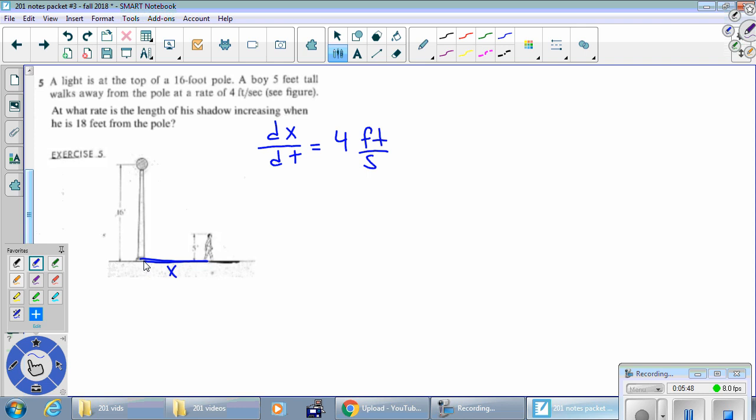At what rate is the length of the shadow increasing when he is 18 feet from the pole? So I'm not going to do anything with the 18 yet. I don't want to fix that 18 until later on, but at some point x is going to become 18. But I should symbolize the rate at which the length of the shadow is growing. And so the length of the shadow is this thing. So how about we call that one y? It says at what rate is the length of the shadow increasing? So that means symbolically we are looking for dy/dt.